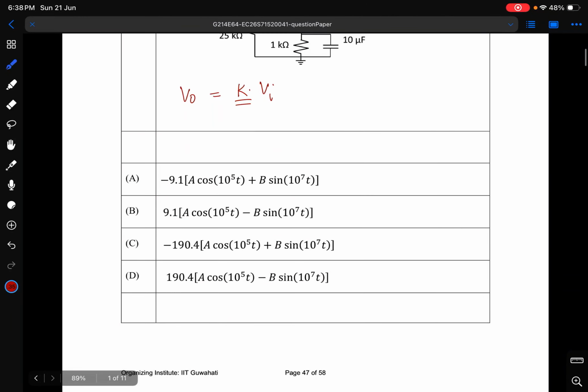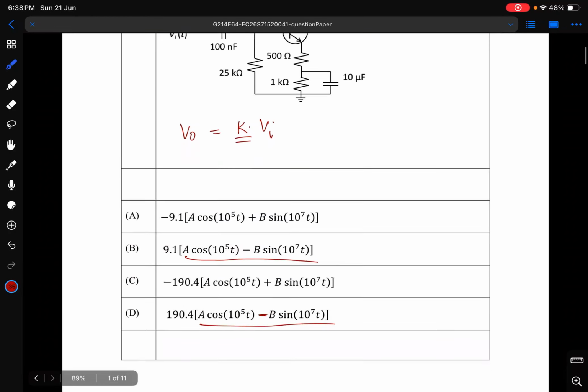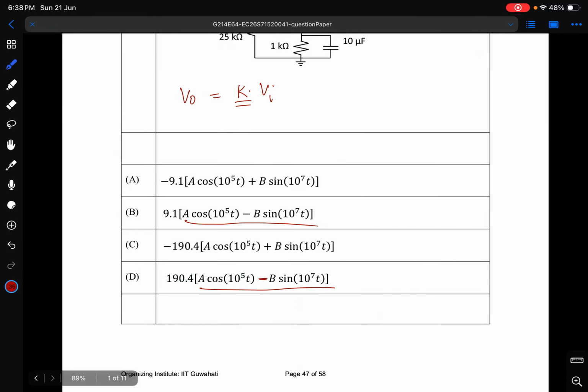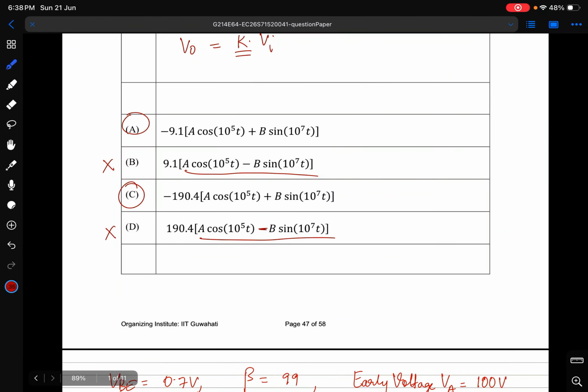If you look at options B and D, the input is A cos minus B sine. In D option also, it is A cos minus B sine. But our input is A cos plus B sine. That means in B and D, the input itself is getting changed, which is not possible. So B and D are wrong, so they will get eliminated. We are left with only 2 options, A and C. Now we have to figure out which of A and C is correct.